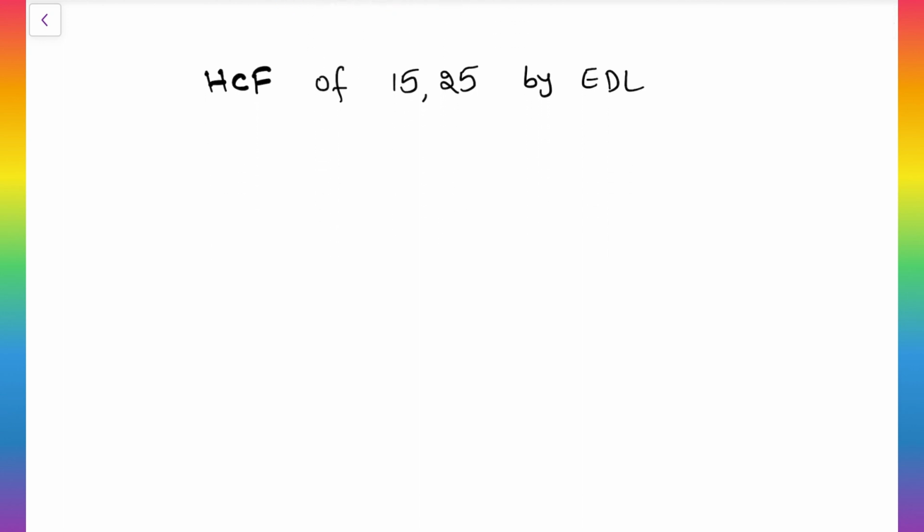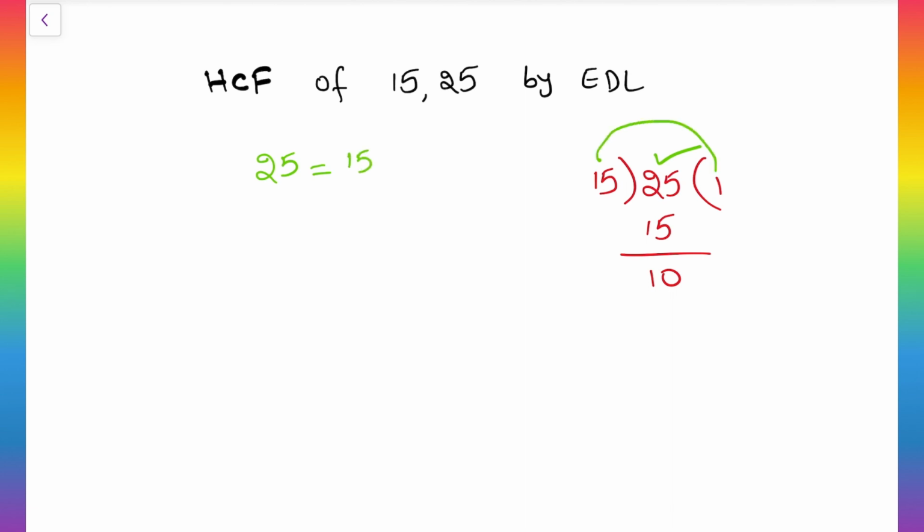Next, HCF of 15, 25 by Euclid's division lemma, or simply Euclid's division, or EDL. First do division of 15 and 25. 15 ones are 15. 25 minus 15, 10 is the remainder. Now write this in the form of dividend equals divisor into quotient plus remainder, nothing but A equals BQ plus R. So 25 equals 15 into 1 plus remainder 10.